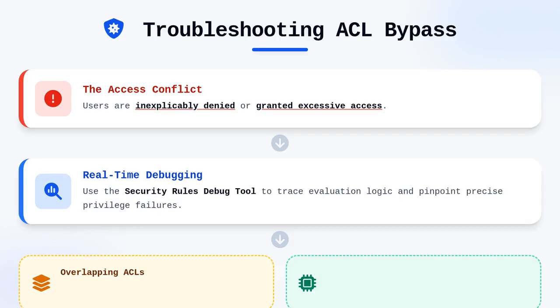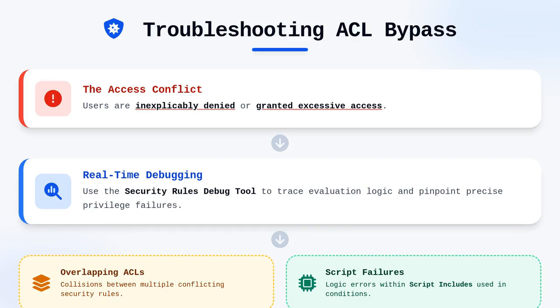Often, a perceived bug is actually a collision between multiple overlapping ACLs, or a failure in the evaluation of a script include used in a condition. Maintaining separation of duties is critical in production environments, as an improper configuration could allow a remediation owner to both trigger a vulnerability exception and approve it. By systematically auditing these rules, you maintain the integrity of your security posture while ensuring that audit trails remain clean and compliant with internal policies.